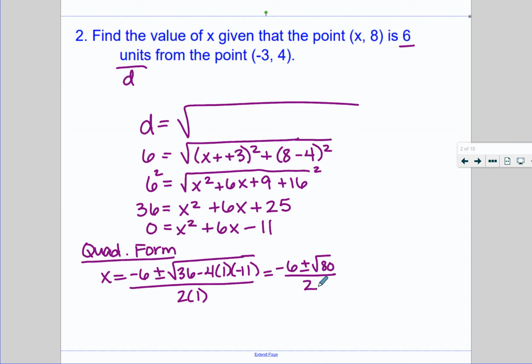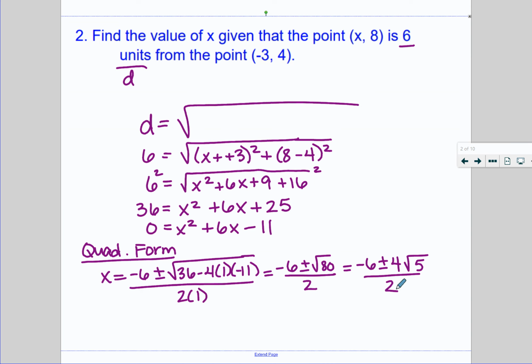Does the square root of 80 break down? What perfect square divides evenly into 80? 16 is the biggest one. Remember, you want to pick the biggest one so you don't have to reduce more than once. So 16 times 5 is 80. So I can break it down into the square root of 16, which is 4, and then 5 under my radical.